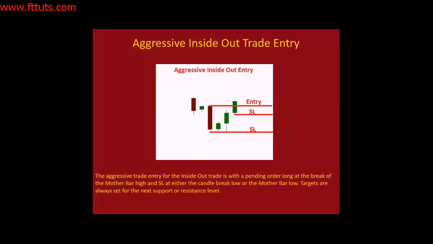Aggressive inside-out trade entry. The aggressive trade entry for the inside-out trade is with a pending order long at the break of the mother bar high and stop loss at either the candle break low or the mother bar low. Targets are always set for the next support or resistance level.